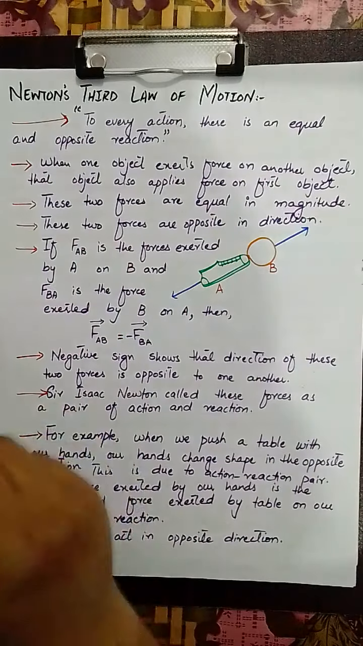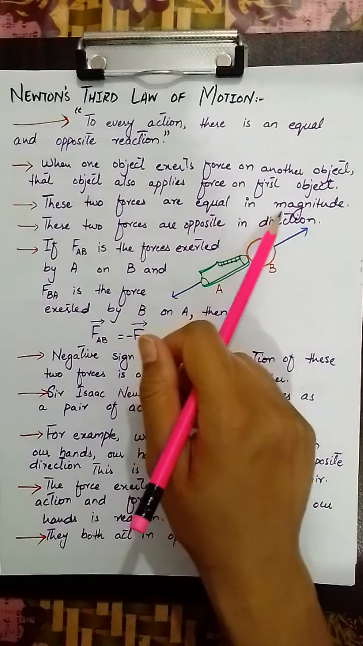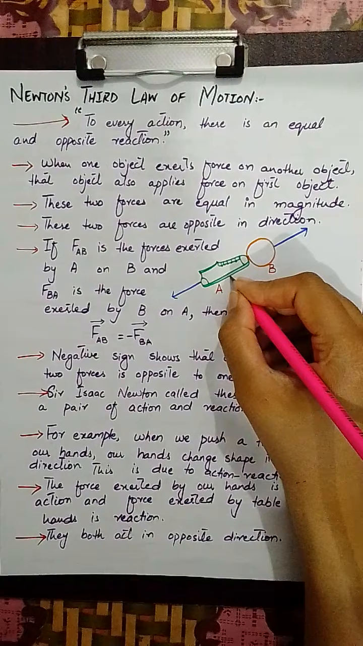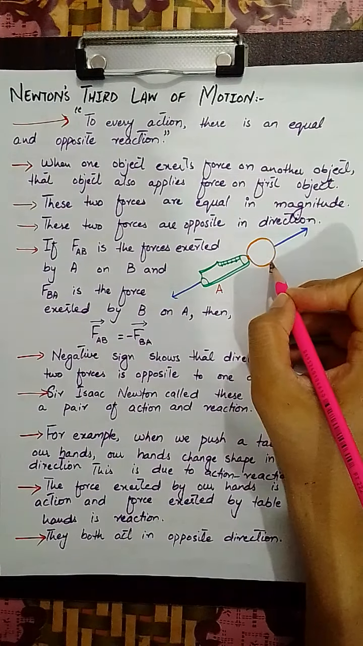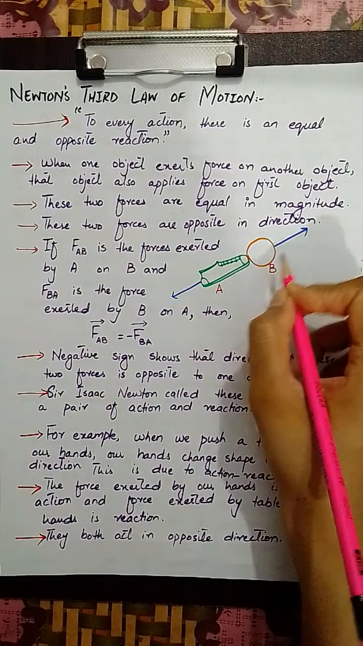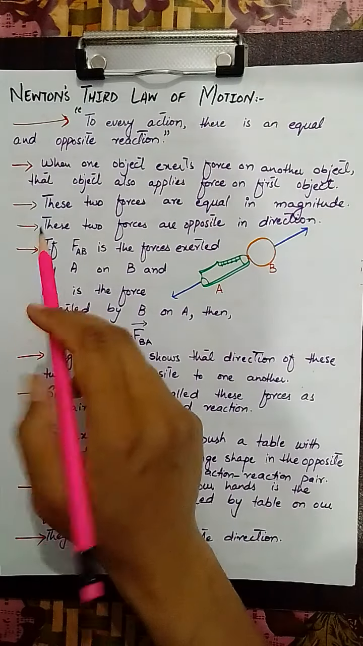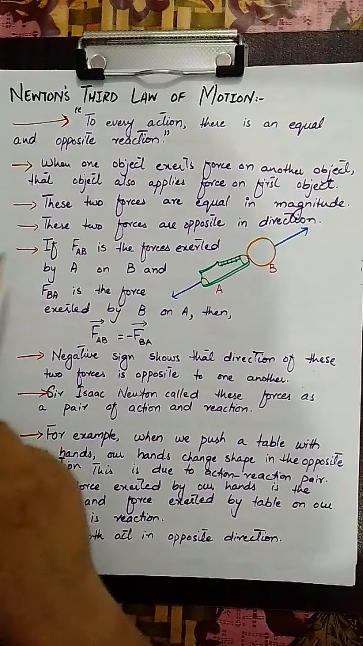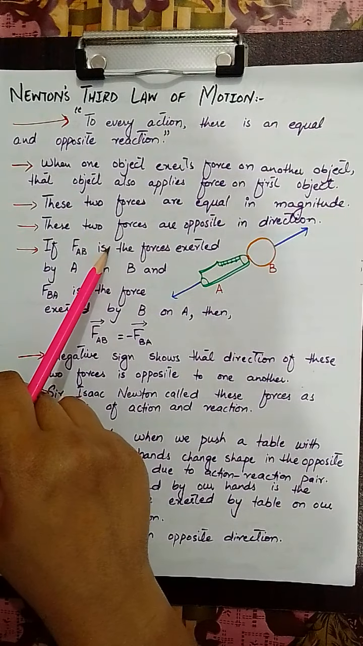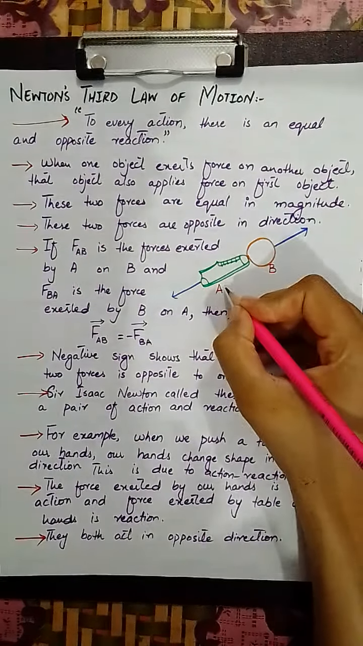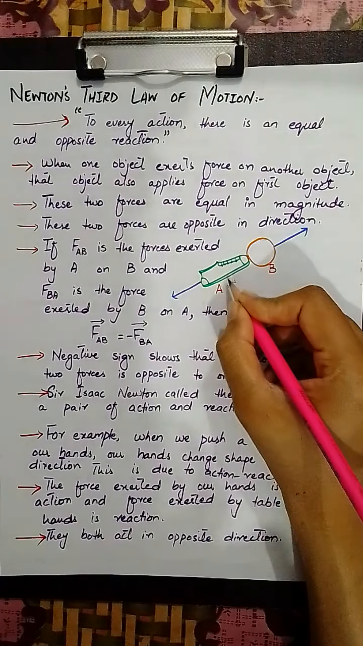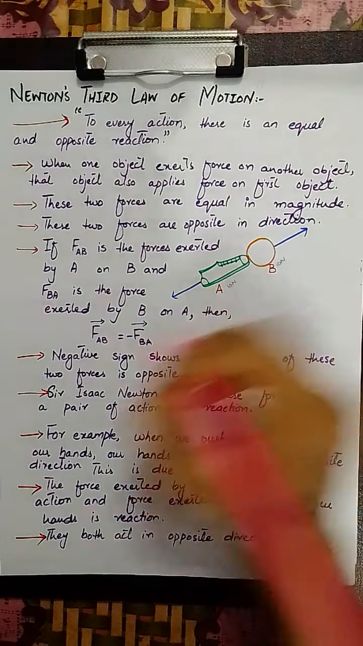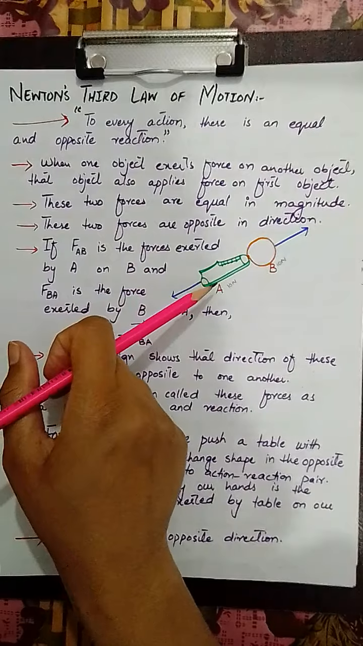So in this case, these two forces are equal in magnitude. This means, if I'm applying like 10 newtons force, this foot is applying 10 newtons force, then this ball would also apply a 10 newton force, right? So these two forces are exactly equal in magnitude, but these two forces are opposite in direction. What does it mean? It means that I'm applying 10 newton force by my foot, and this ball also applies 10 newton force on my foot, right?